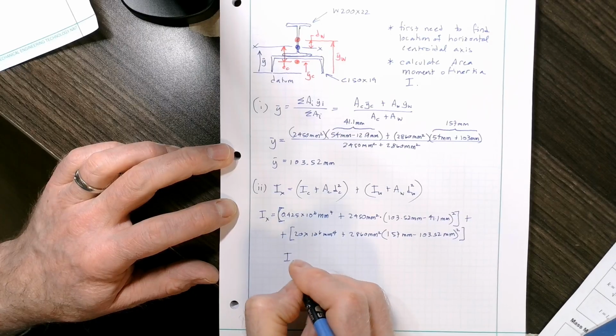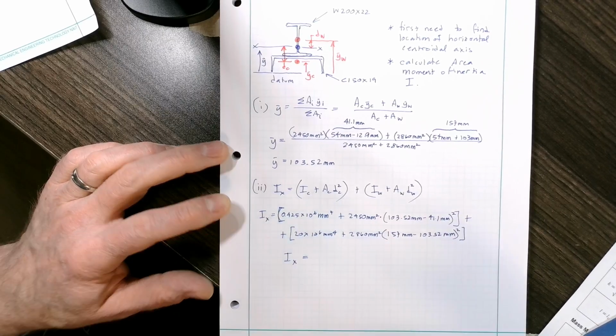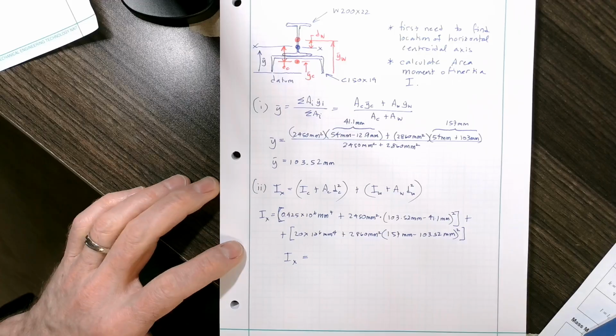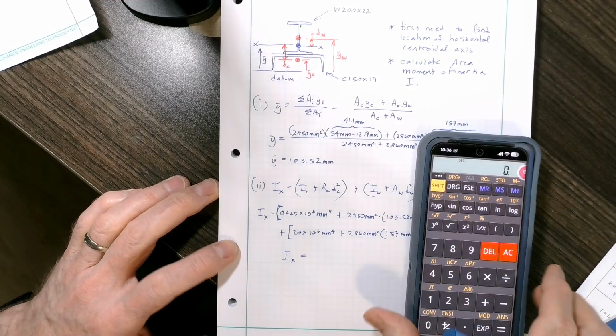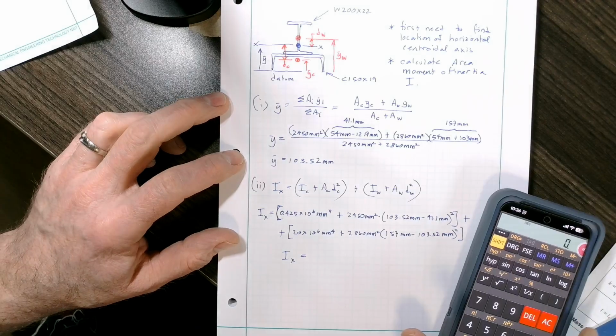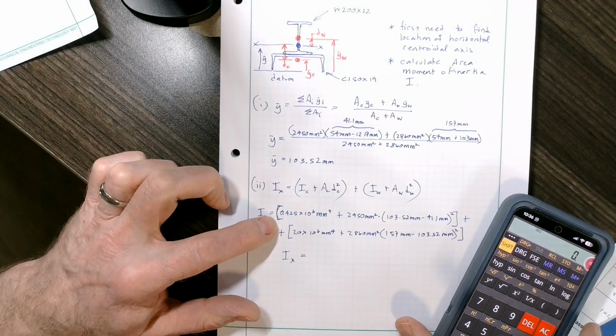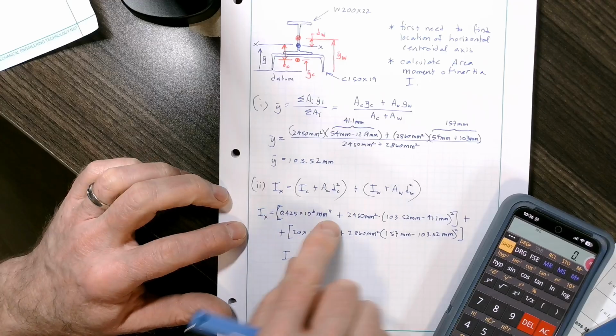So it's unforgiving. If you make one mistake, it's completely done. But a lot of engineering's like that. Let's do this calculation here. It's a bit of a beast, hey? In fact, I'm going to calculate these things individually.